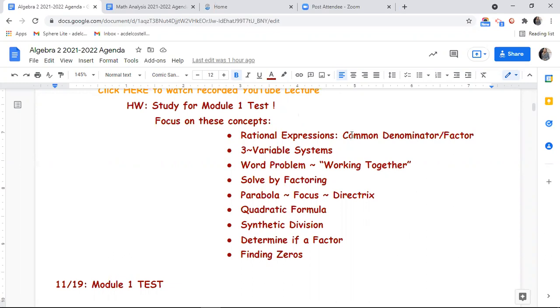So make sure you can do a common denominator. We just did a bunch of them. 3 variable system, the word problem we just did, solve by factoring, we did a bunch. Parabola, focus, directrix, you just did on a recent quiz. Quadratic formula, synthetic, and factoring, we did all those today as well. So if you stick with just those concepts, then you'll be in excellent shape.